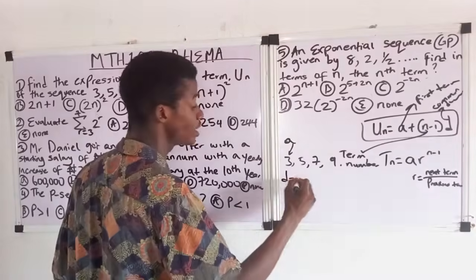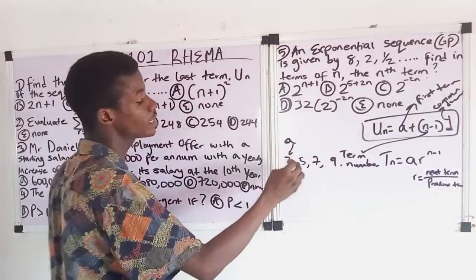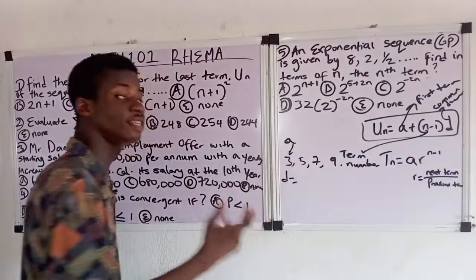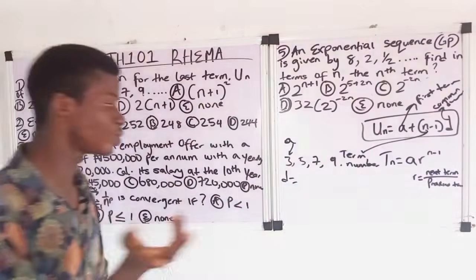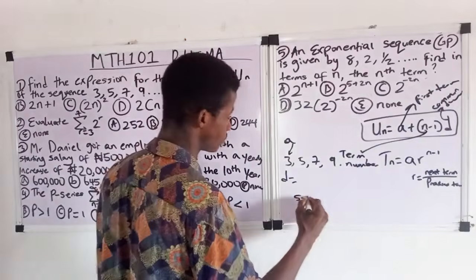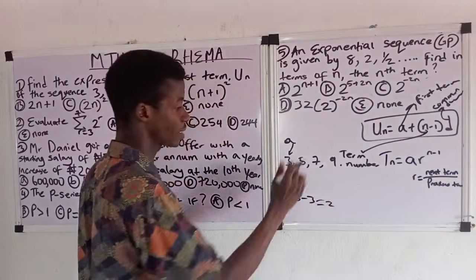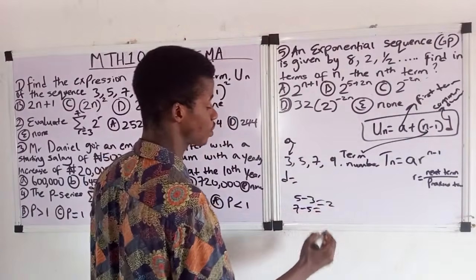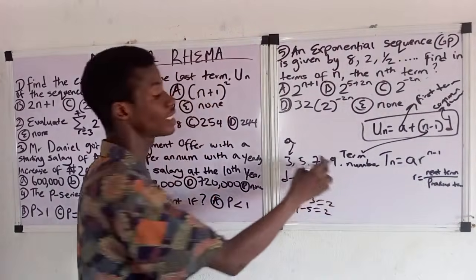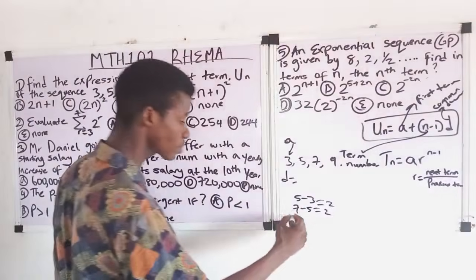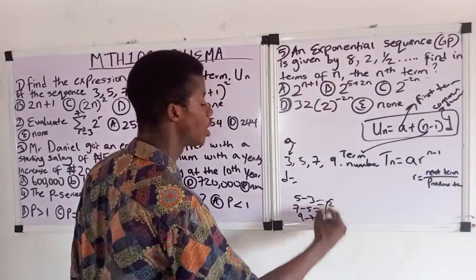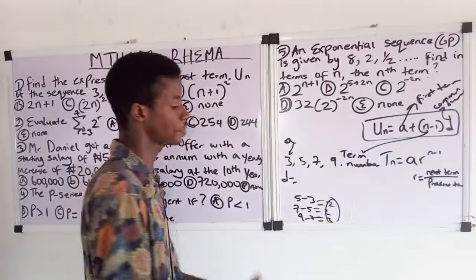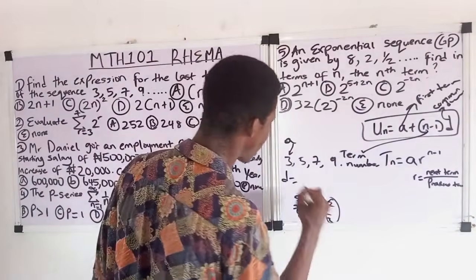What is d? d is the common difference. Now what is the difference between 5 and 3? 5 minus 3 is equal to 2, right? Now what is the difference between 7 and 5? 7 minus 5 gives us 2. What is the difference between 9 and 7? 9 minus 7 gives us 2. So the common difference in this sequence is 2, right?